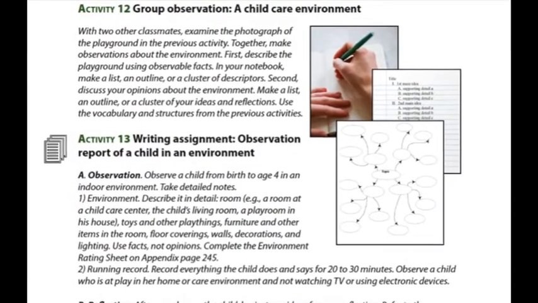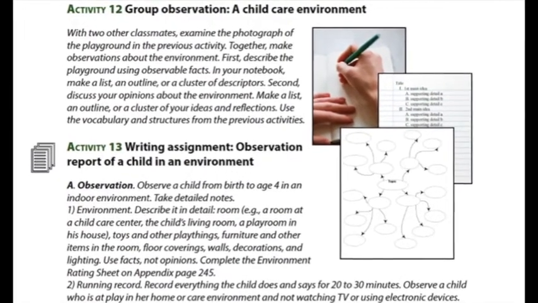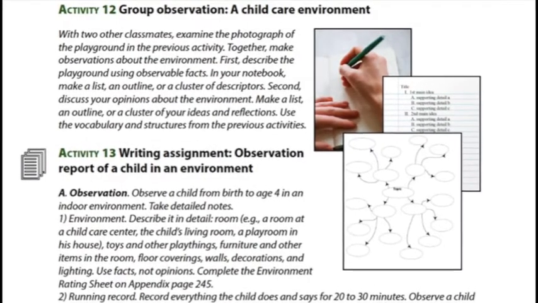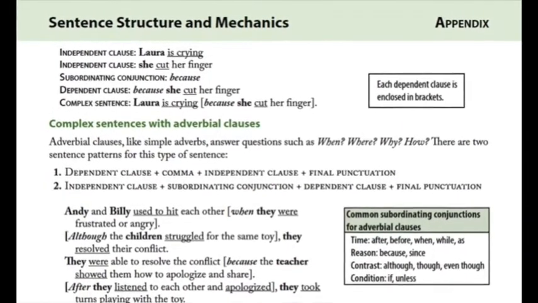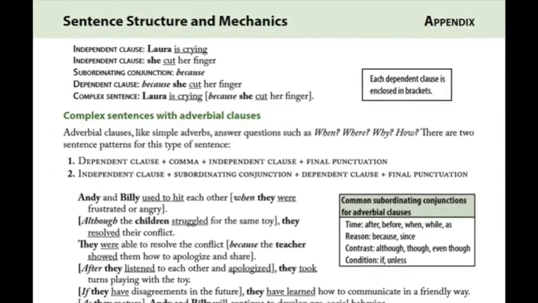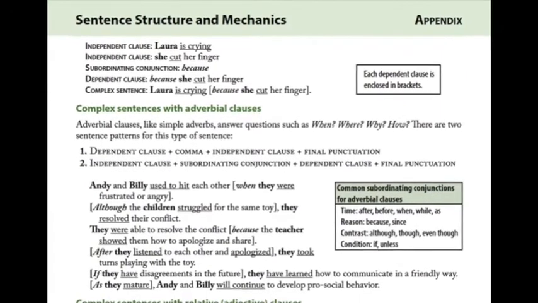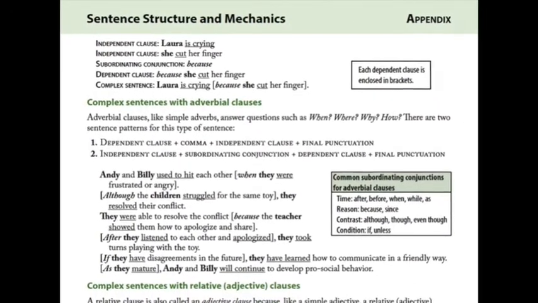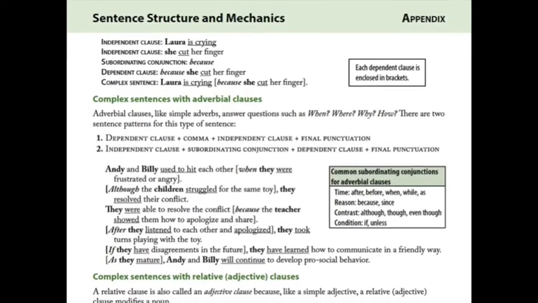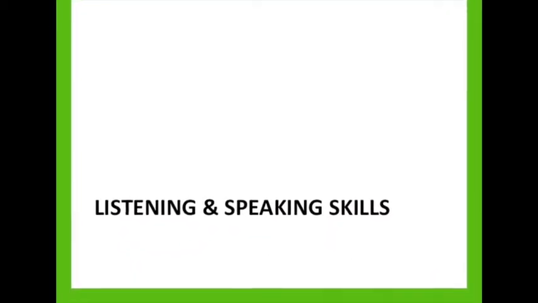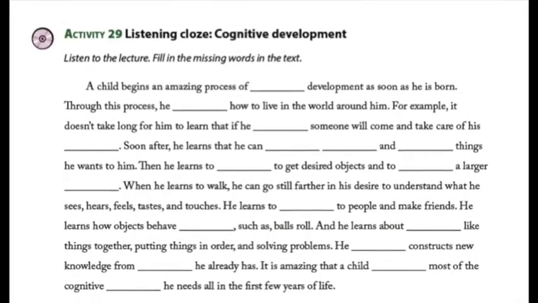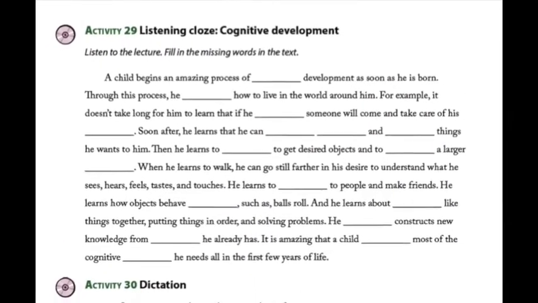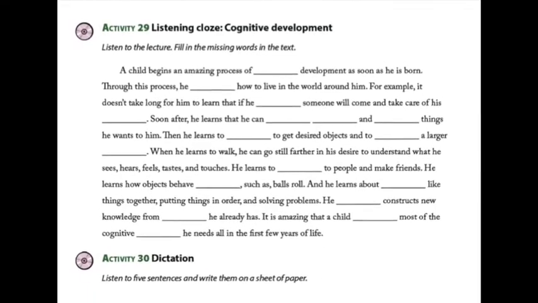Most writing assignments are done individually, but others are done in groups, especially when the observation of children is an essential part. The appendix has a section on sentence structures and mechanics tailored to the audience of this book. It is intended to be used as a resource to provide supplementary material and act as a handy and brief reference. Guided listening activities provide learners with spoken and written input about child development topics. Here's an example of a listening cloze activity focusing on cognitive development, followed by a dictation activity.